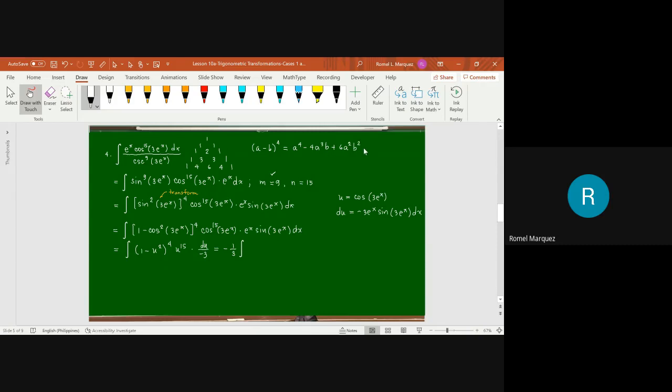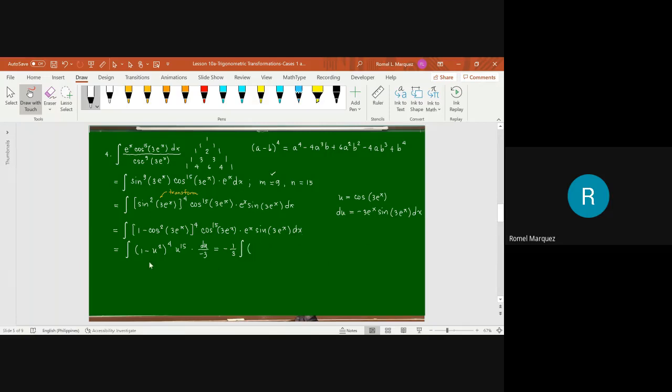The power of b increases. Then minus 4ab cubed, and then plus b to the fourth, the last term. Do you still remember this, guys? That expansion. So let's now expand.